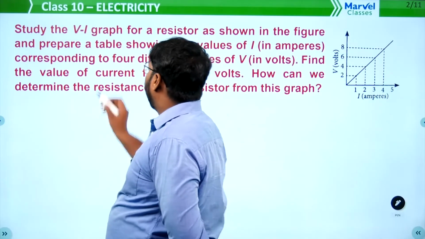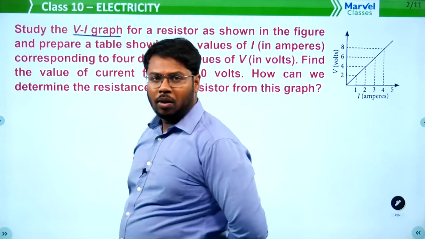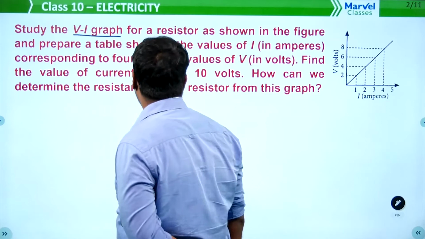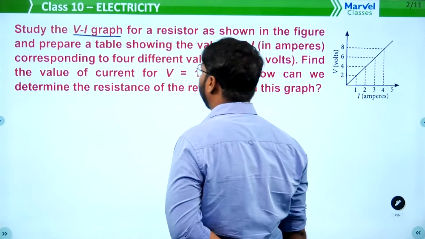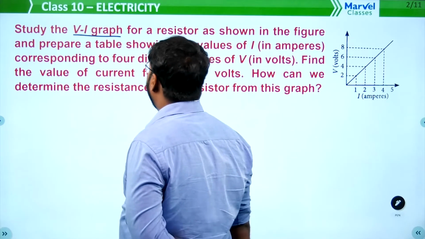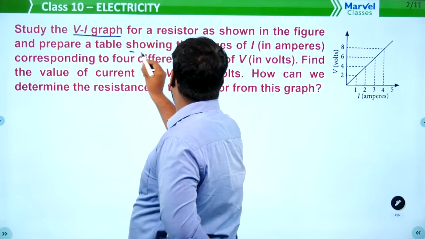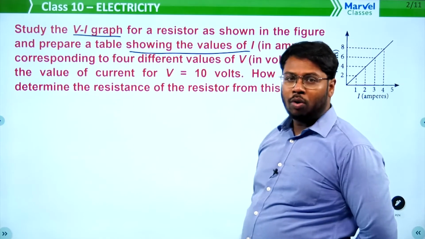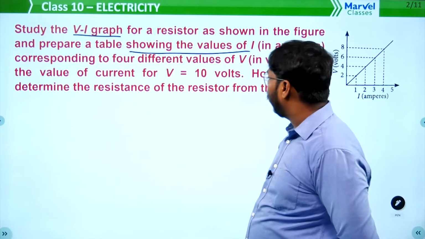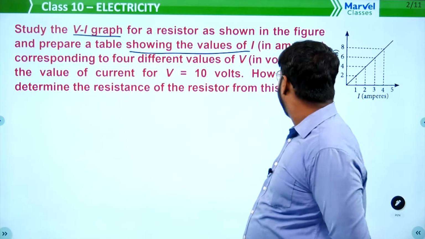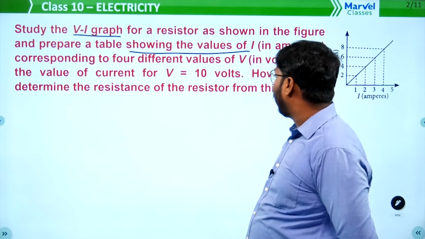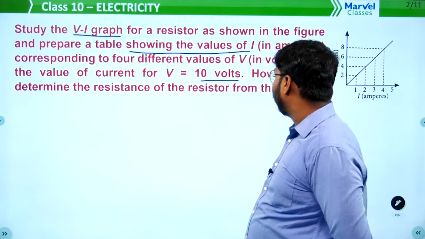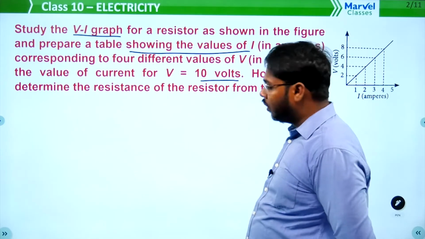Likewise, the second question is a study of the VI graph. The graph is drawn between the voltage and current for a resistor as shown in the figure. Prepare a tabular column showing the value of I in amperes corresponding to 4 different values of V. Find the value of current for V equal to 10 volt, and how can we determine the resistance of the resistor from this graph?